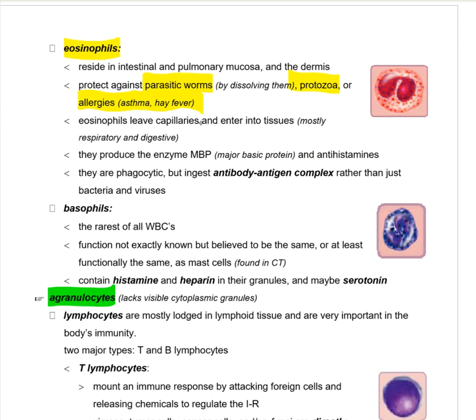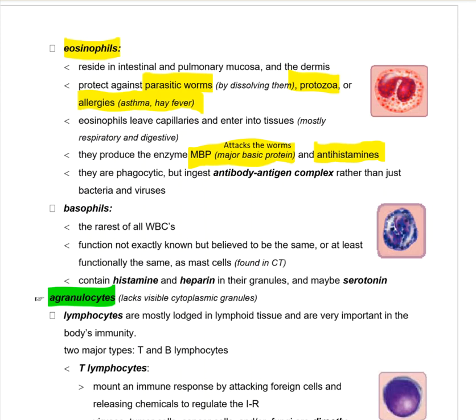As many of them do, they'll leave the capillaries and enter tissues. They produce the enzyme MBP, which stands for major basic protein, and this is what attacks the parasitic worms. And then antihistamines, and that's where the allergy response is coming from. They are phagocytic, like we said, but they also ingest antibody-antigen complex rather than just bacteria and virus.